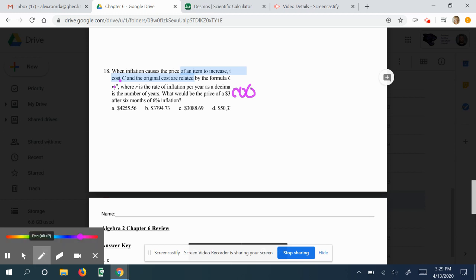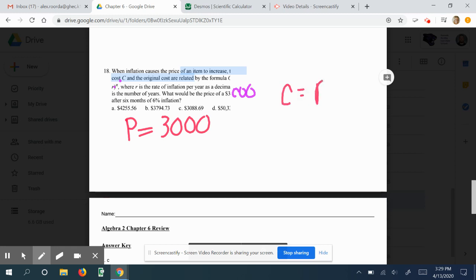So let's write down our values. Okay, so we know for sure our original amount. Okay, so we're actually going to call that P. All right, principal is 3,000, right? Okay, and I'll rewrite our formula. That's going to be C is equal to P times 1 plus R to the n power, right? I'm guessing that's what it is.